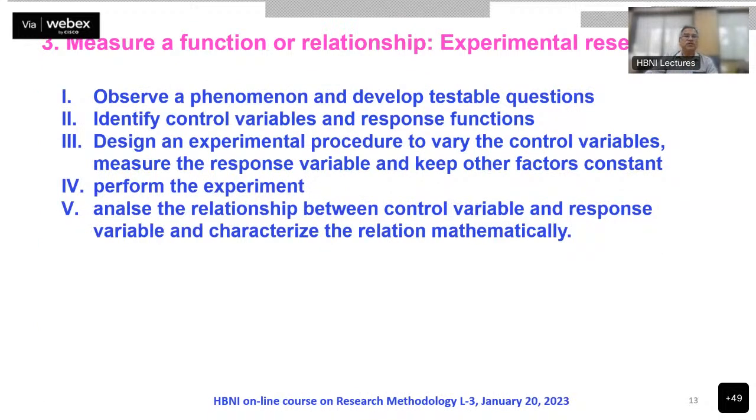The third type of research is to measure a function or a relationship. Again, this is experimental research. So you are measuring the cause and effect type of thing, or a functional relationship between two quantities. So observe a phenomenon and develop testable questions. Identify control variables and response functions.